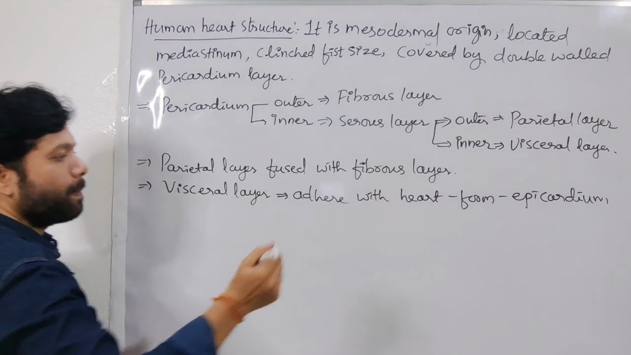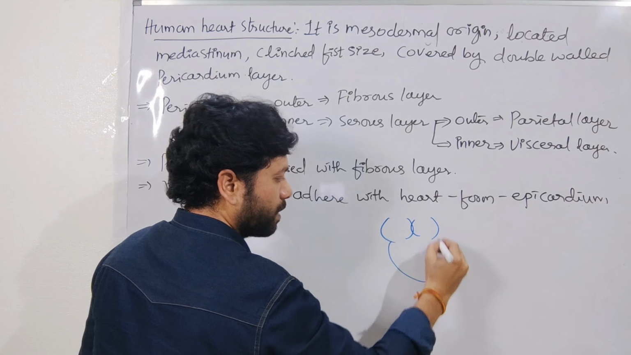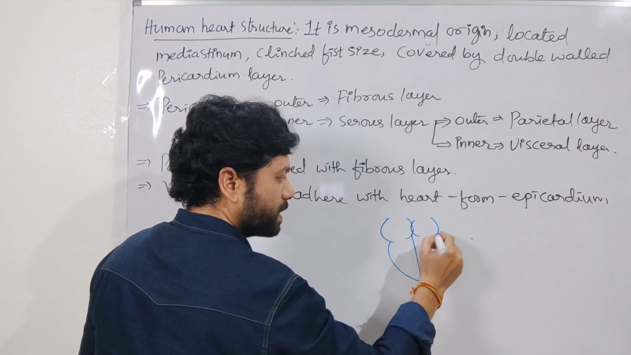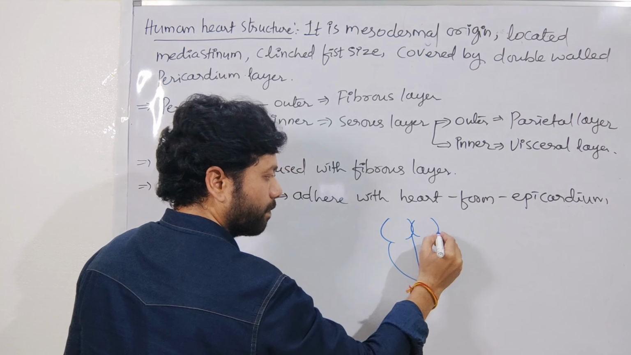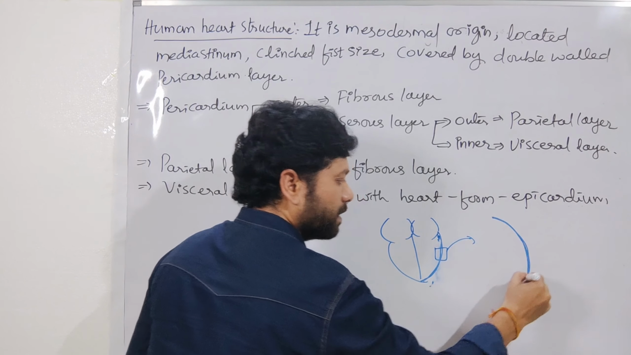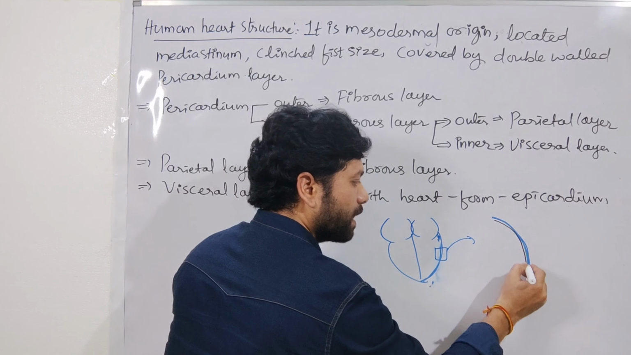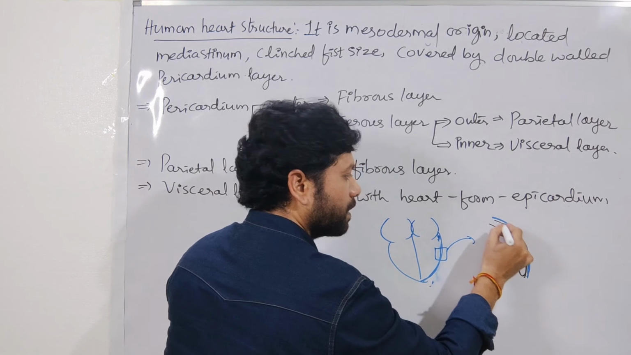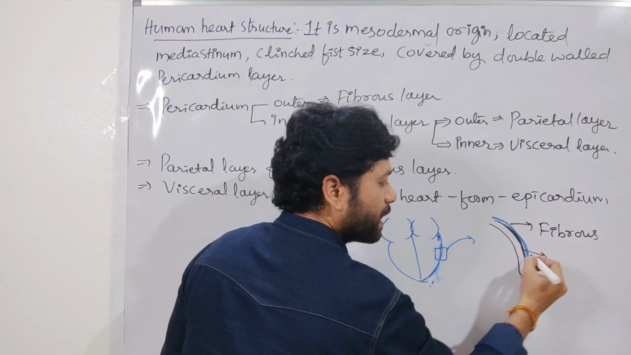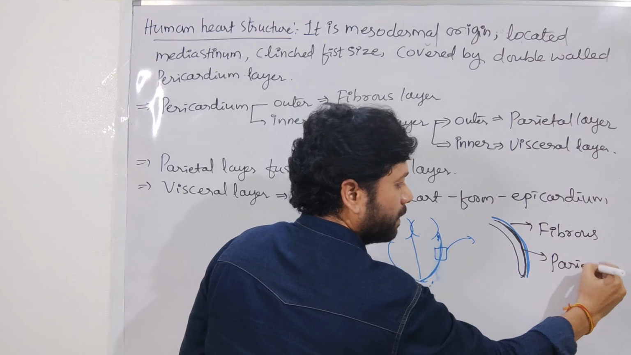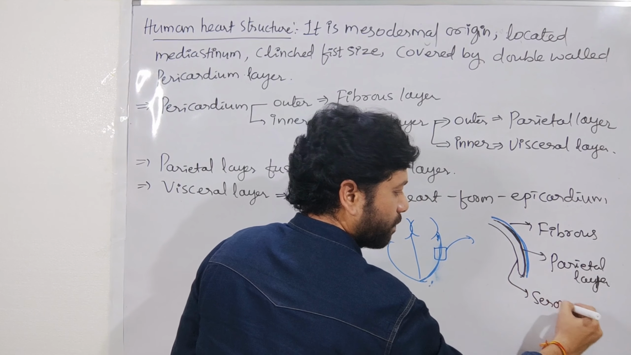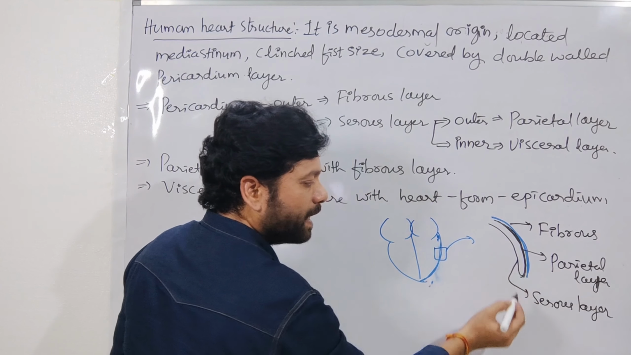For example, take the heart wall structure. When we observe the wall here, the outer is a layer, and inside it another layer is contained. Here the blue color is known as the fibrous layer, and it is known as the parietal layer, and this is known as the serous layer.